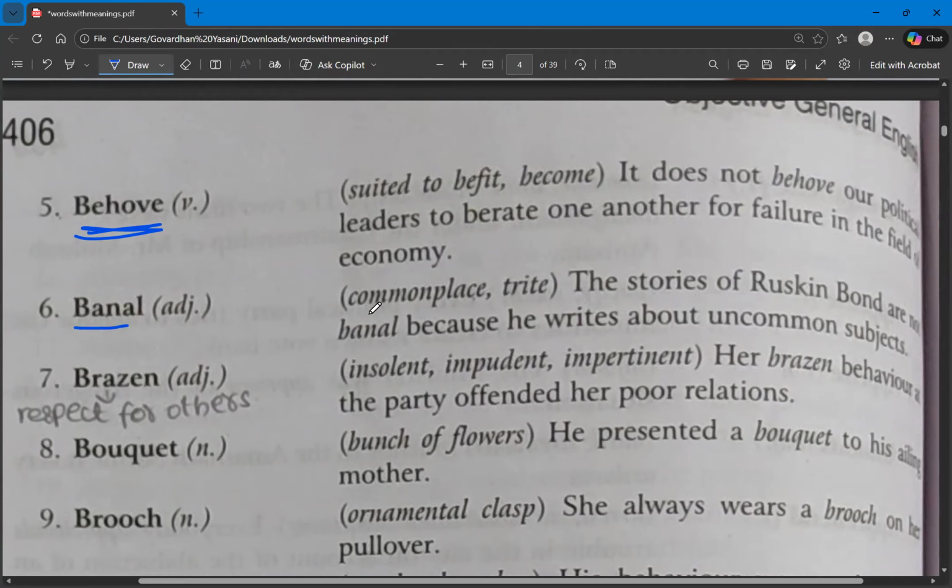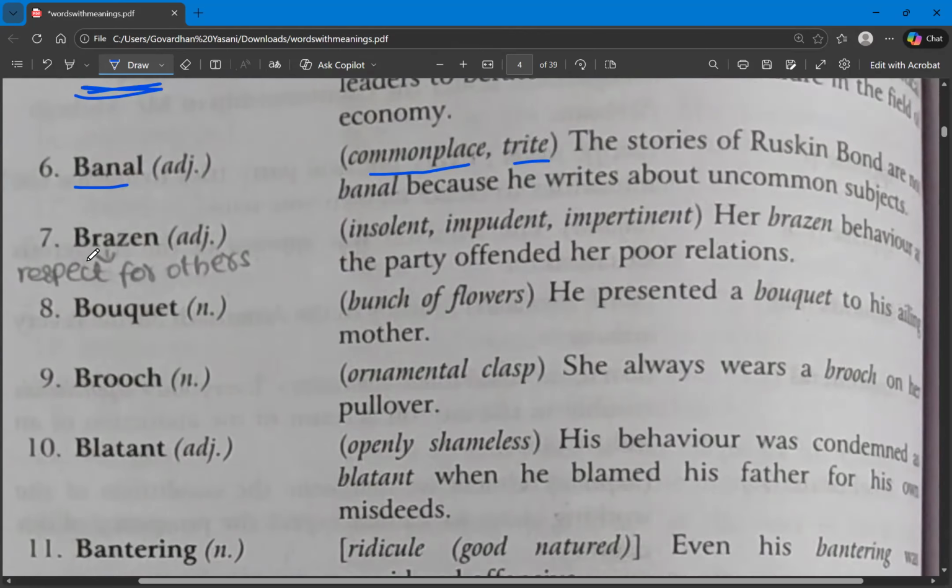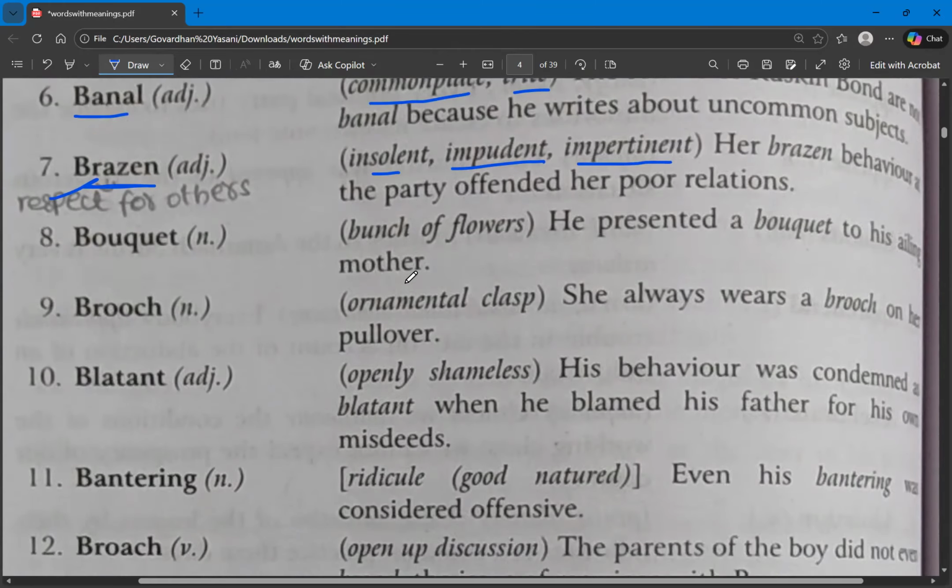The next one, banal. Banal means commonplace or trite. Something that happens every day, something that is monotonous. The next one, brazen. Brazen means someone who is insolent, impudent. Impudent means someone who is impolite to others, with no respect for others, or impertinent. These are the synonyms for the word brazen.